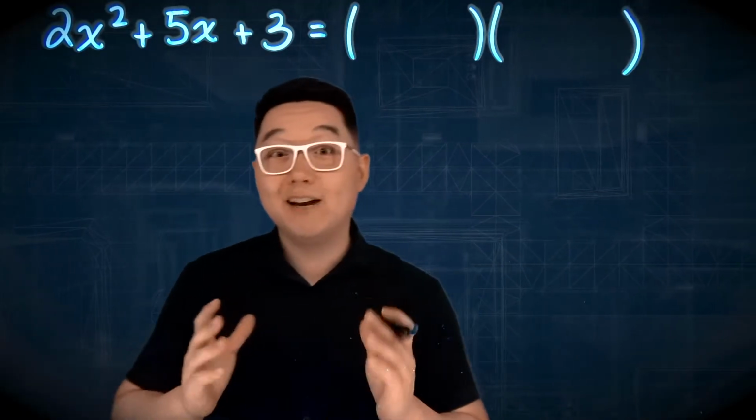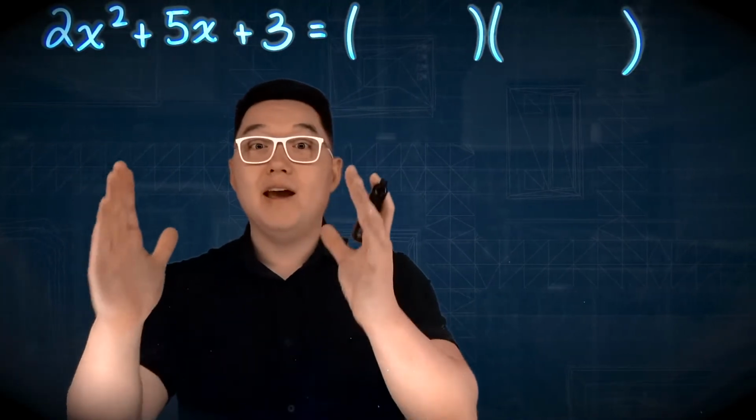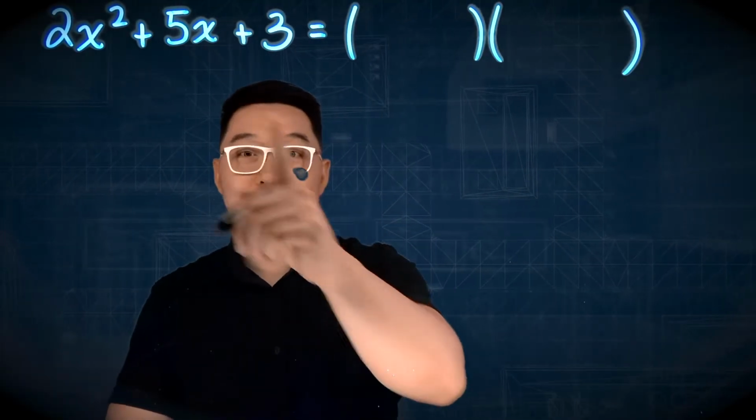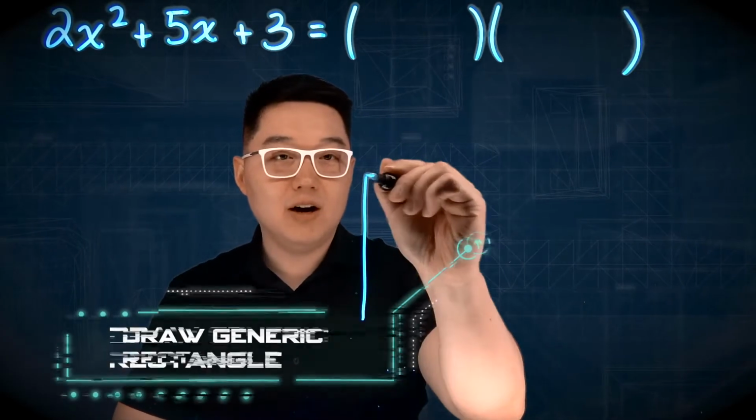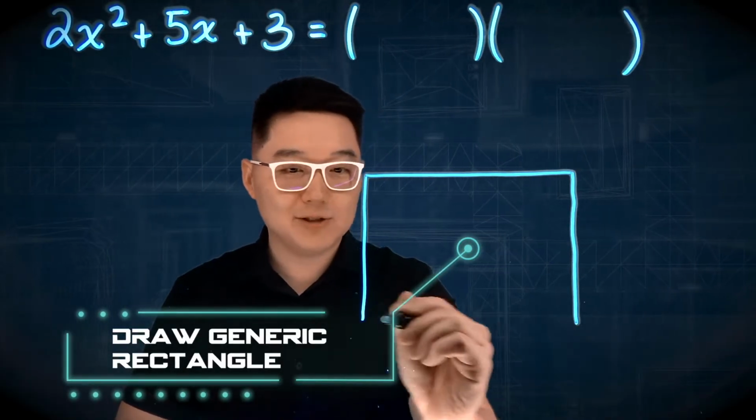Okay, so here's our very first example. We have an area written as a sum, and we're going to turn that into an area written as a product. That process is called factoring. Okay, so here's the first step. Our first step is to draw a generic rectangle with 4 quadrants.